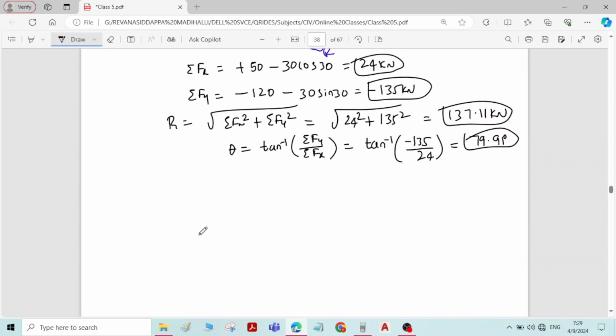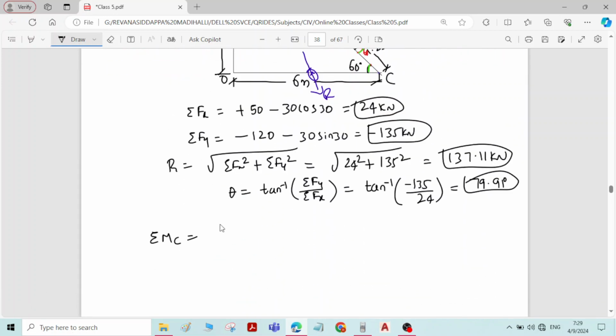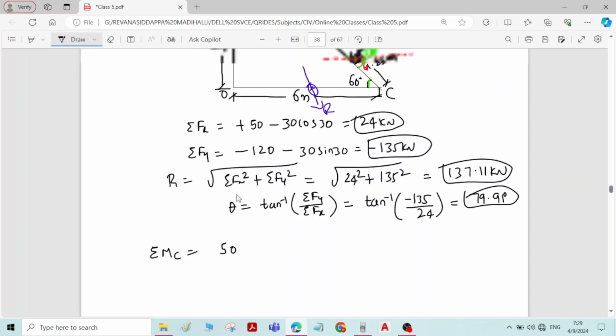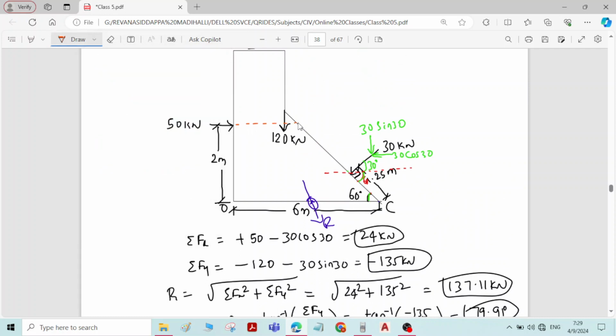Okay, therefore moment about C, sigma Mc, is equal to the moment of the 50 kilonewton force about point C. 50 into... you just draw the line of action for the 50 kilonewton force. So this is the line of action, correct? This is the line of action of the 50 kilonewton force.